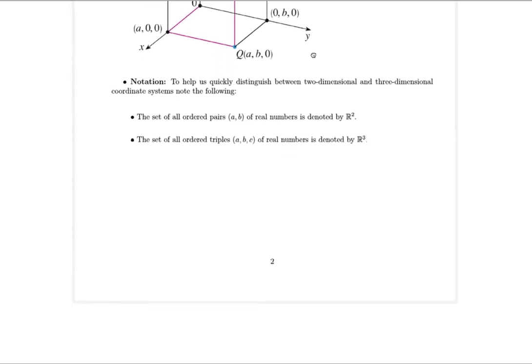All right, and then just one little piece of notation that we'll use to quickly make sure that we are all in agreement about whether we're working in 2 dimensions or 3 dimensions is this: if we're working with ordered pairs in 2 dimensions, we'll use this symbol R2. You think of it as the real number squared, or there's 2 of them. And then R3 is the 3-dimensional set of all ordered triples.